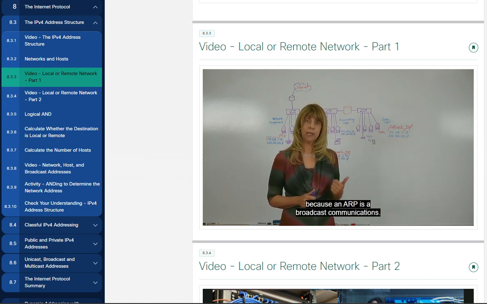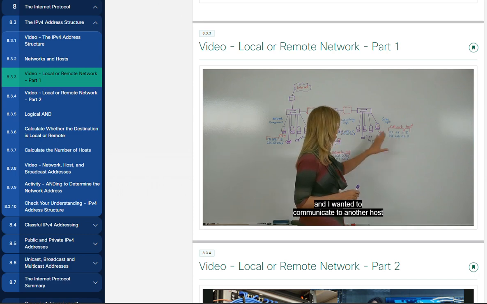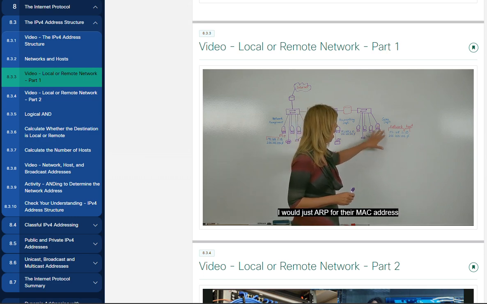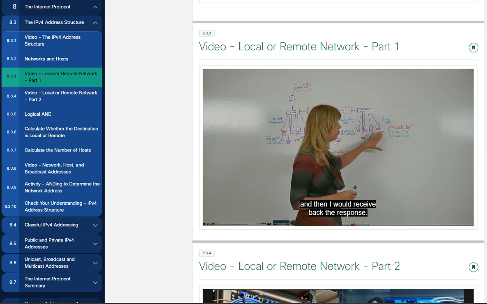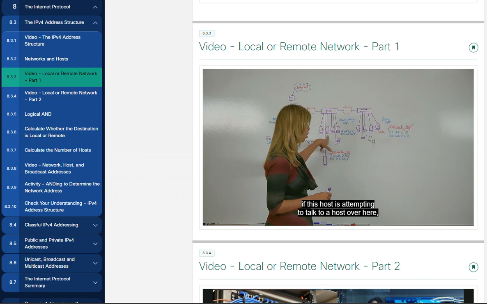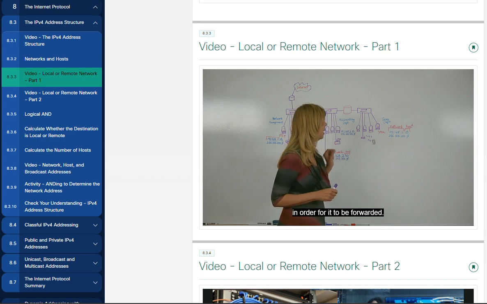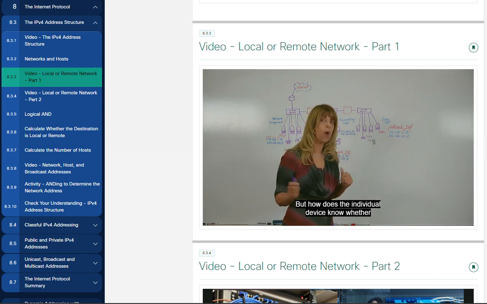Whenever you have to communicate with a device that's not on your same local network, you can't just ARP for it, because an ARP is a broadcast communication, and ARPs do not traverse outside of the same local network. So for example, if I was communicating from this host and I wanted to communicate to another host on the same network, I would just ARP for their MAC address, and then I would receive back the response. Now, because this network is divided and we have a router in between, if this host is attempting to talk to a host over here, it would have to send the packet to the router in order for it to be forwarded. But how does the individual device know whether or not to ARP?